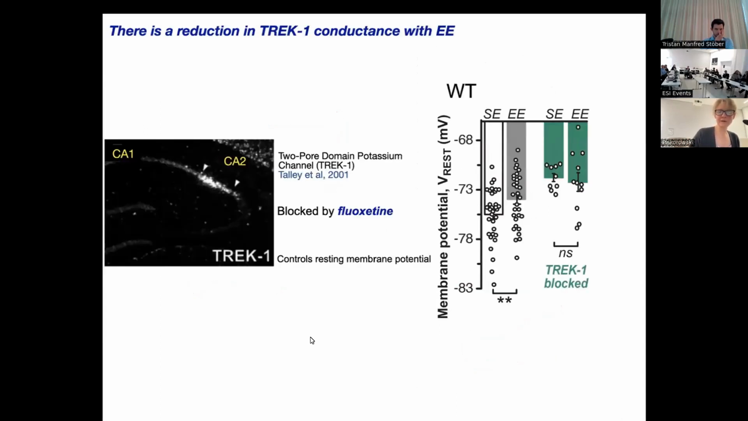And working out all these changes in the intrinsic properties, we come back to the TREK channel. We believe, there's lots of really strong evidence, that these changes in intrinsic properties with EE are due to a reduction of the TREK current. So here we see that between SE and EE, if you block the TREK channels, everything depolarizes to about the same place. And this is something that Donegan et al. in the Siegelbaum lab had already shown, that you could rescue social memory by blocking TREK channels. So it all sort of comes together. Here we're able to have the same thing by just enriching the environment. And it seems to follow the same molecular mechanism.